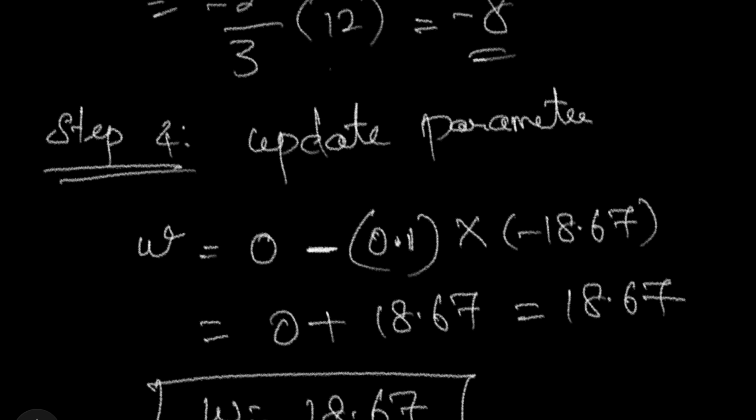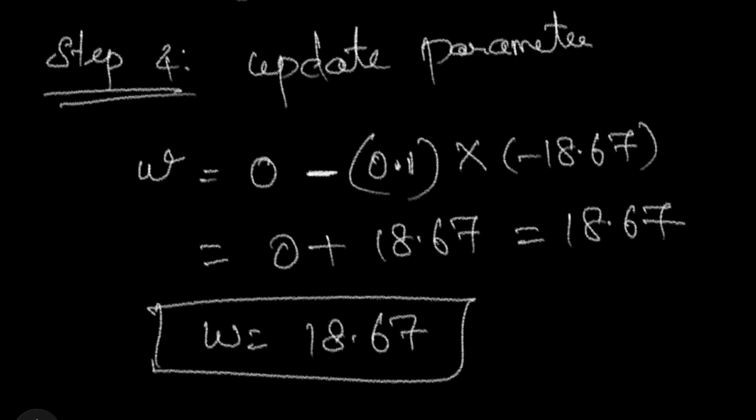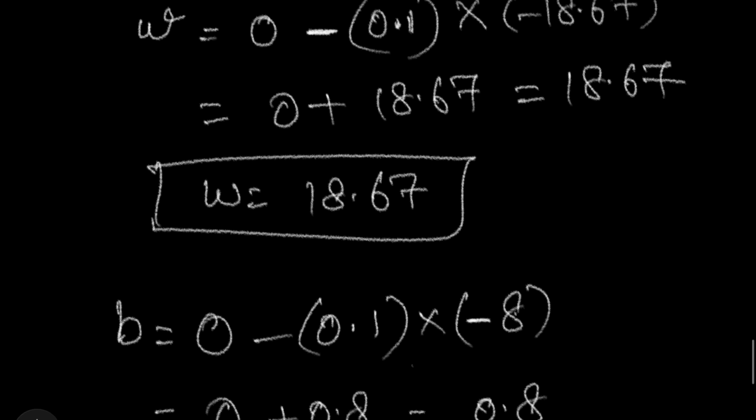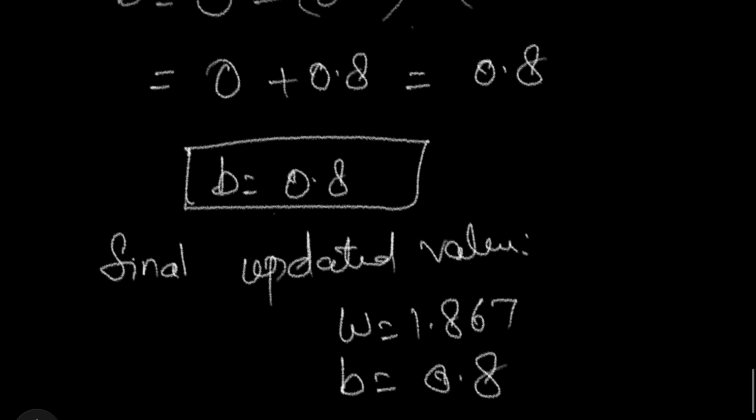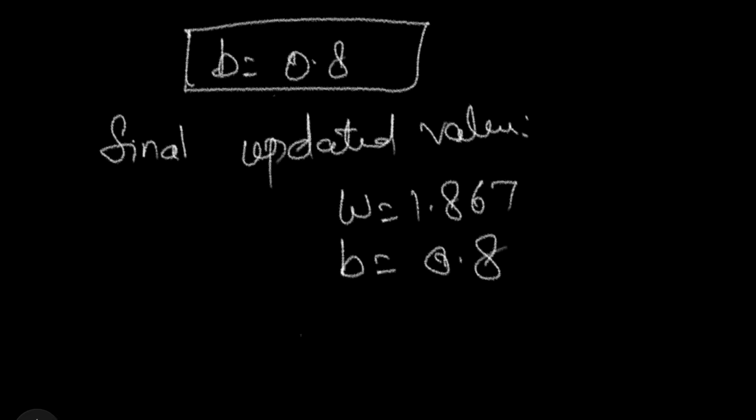We have found the errors, and now we have to update the weights in order to make it the right classification or prediction model. So this follows the formula: new weight equals old weight minus learning rate into the gradient descent with respect to W. Similarly, for bias, the new bias is nothing but the old bias minus the learning rate into the gradient descent with respect to the bias. So we found both the values. This is the final updated value after iteration 1. This is how step by step you have to update the value.